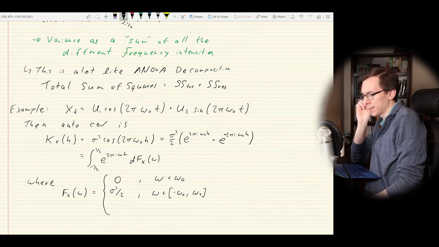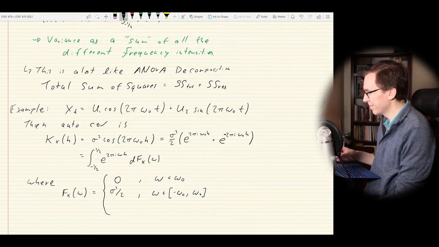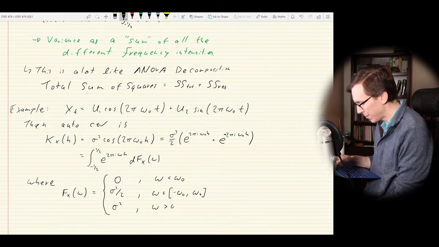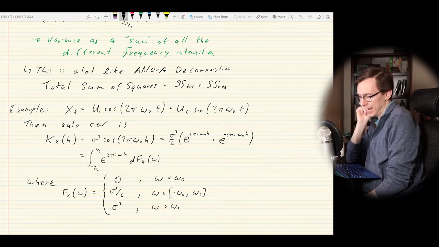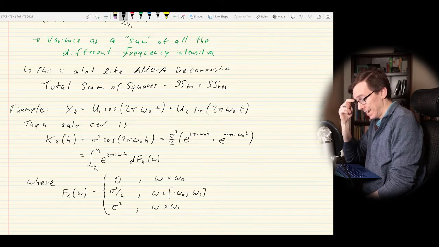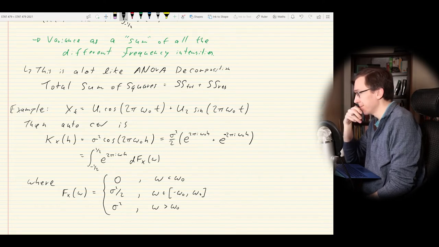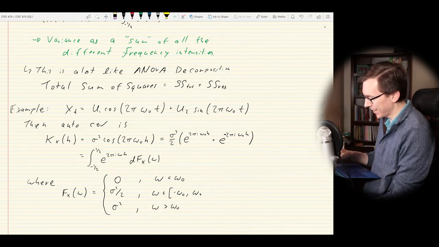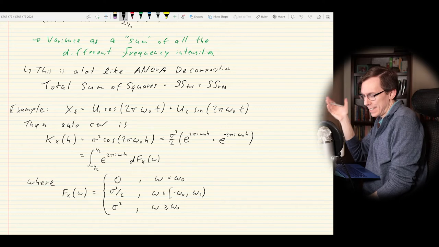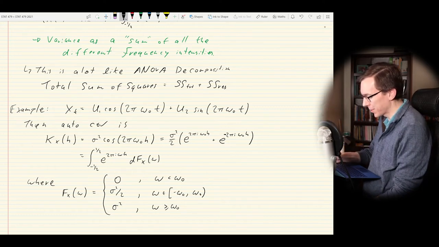I should double check to make sure that's a closed interval. And then it's going to be sigma squared for omega greater than omega naught. So should that be a closed interval or not? What we should have is a function that has those two spikes at minus omega naught and plus omega naught. My intuition is telling me that it should be a half open interval, but when I wrote it a year ago, I had it as closed. I want to say this is probably what I want, because that's typically the way that I would think of a step function like this.